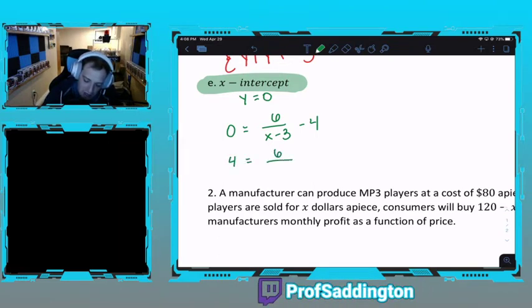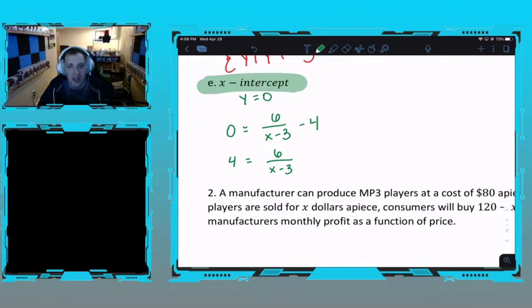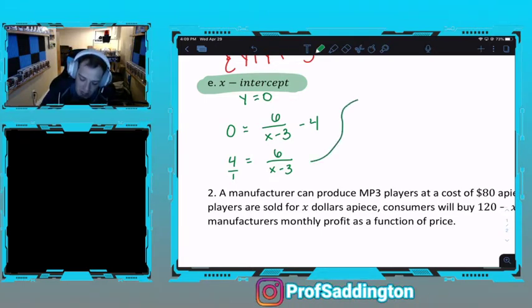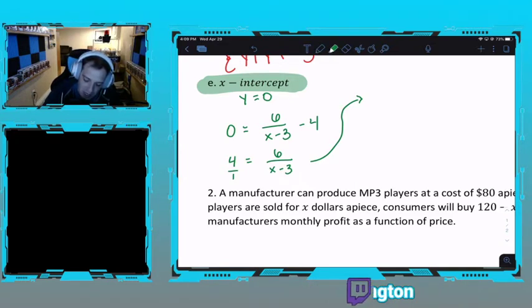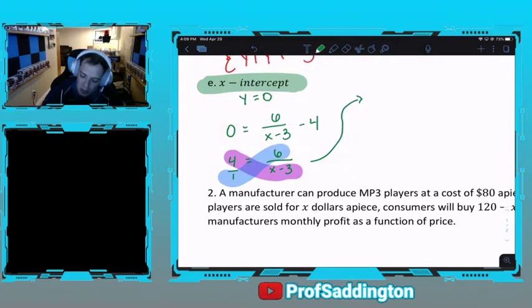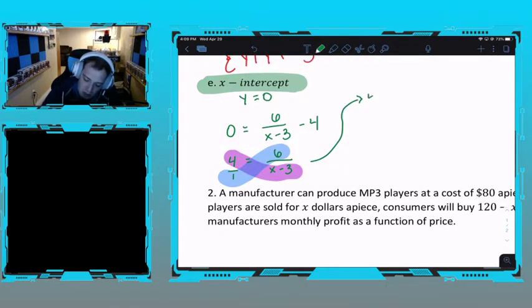And now you guys should see you have a number equal to a fraction. And this is something we've been solving for a while. You could just take that 4 and put it over 1. And you can cross multiply. And if you cross multiply, you're going to realize this is going to be just a linear function. And you can solve linear functions for x. So I'm going to cross multiply. I'm going to do this 4 times x minus 3, and this 6 times 1. Just make sure when you do 4 times x minus 3, you are distributing it. So it'll be 4x minus 12 is equal to 6 times 1, which is 6.